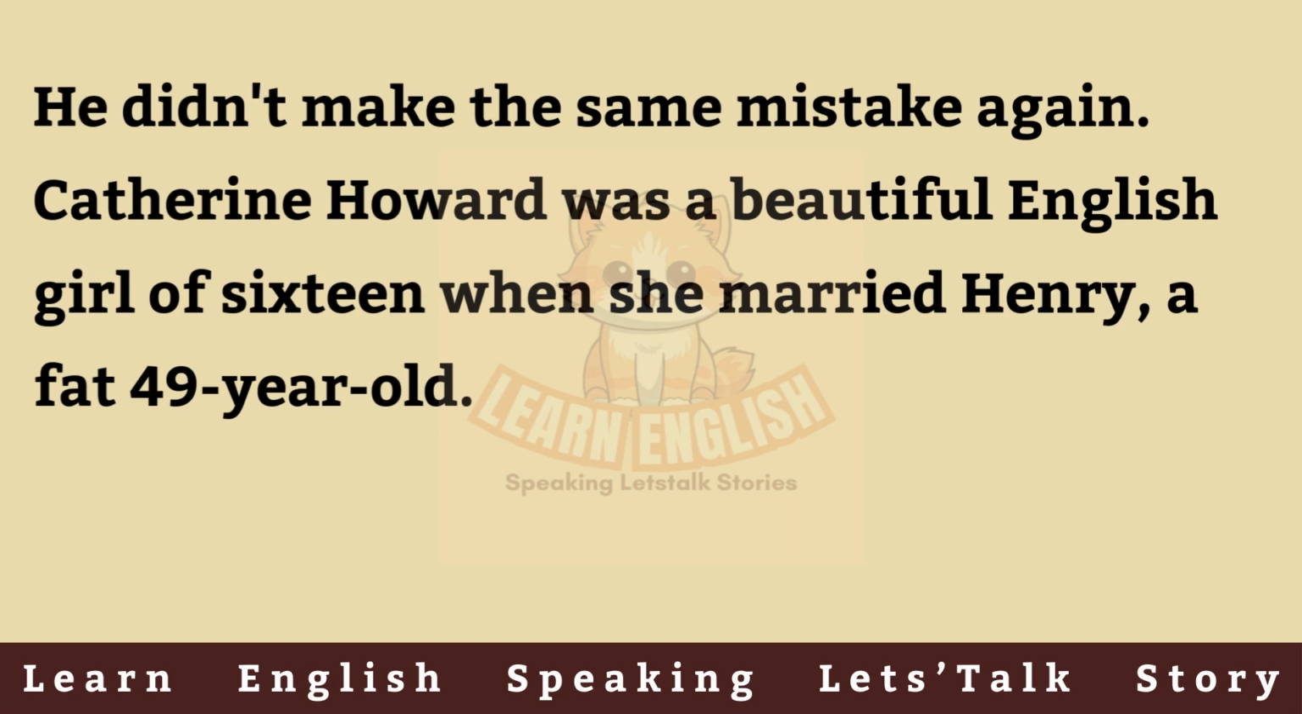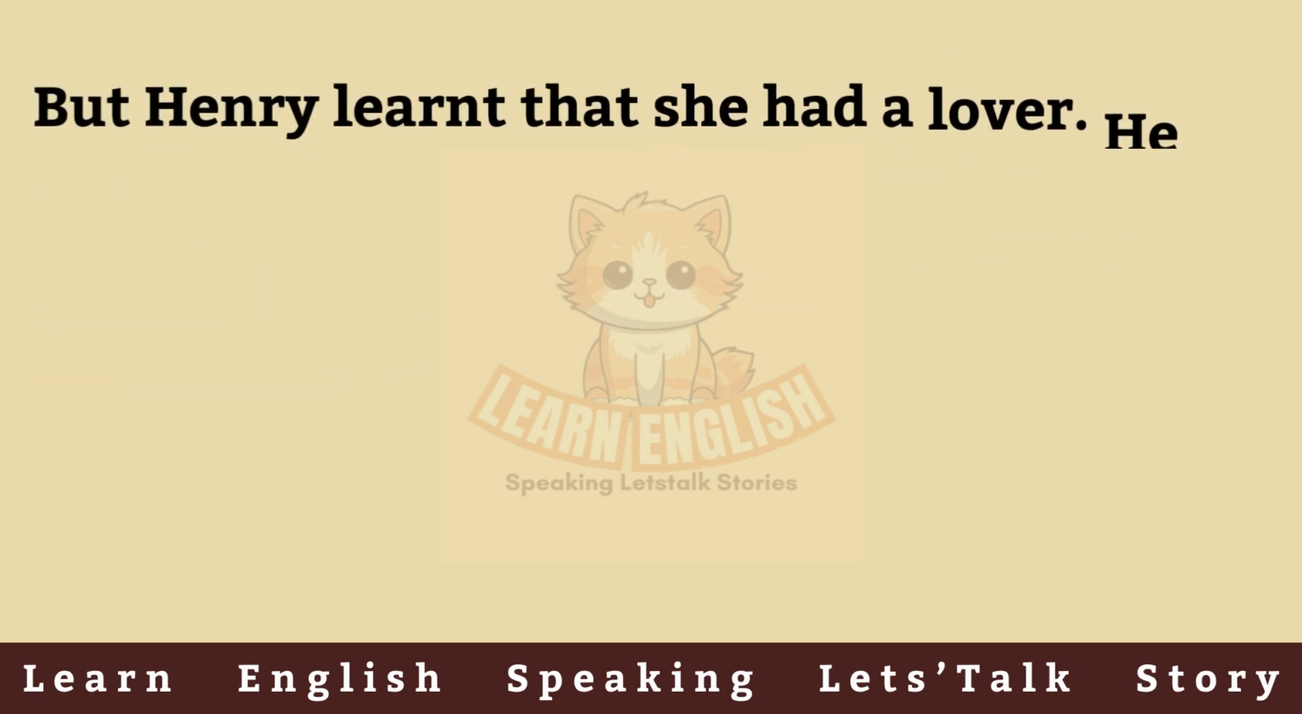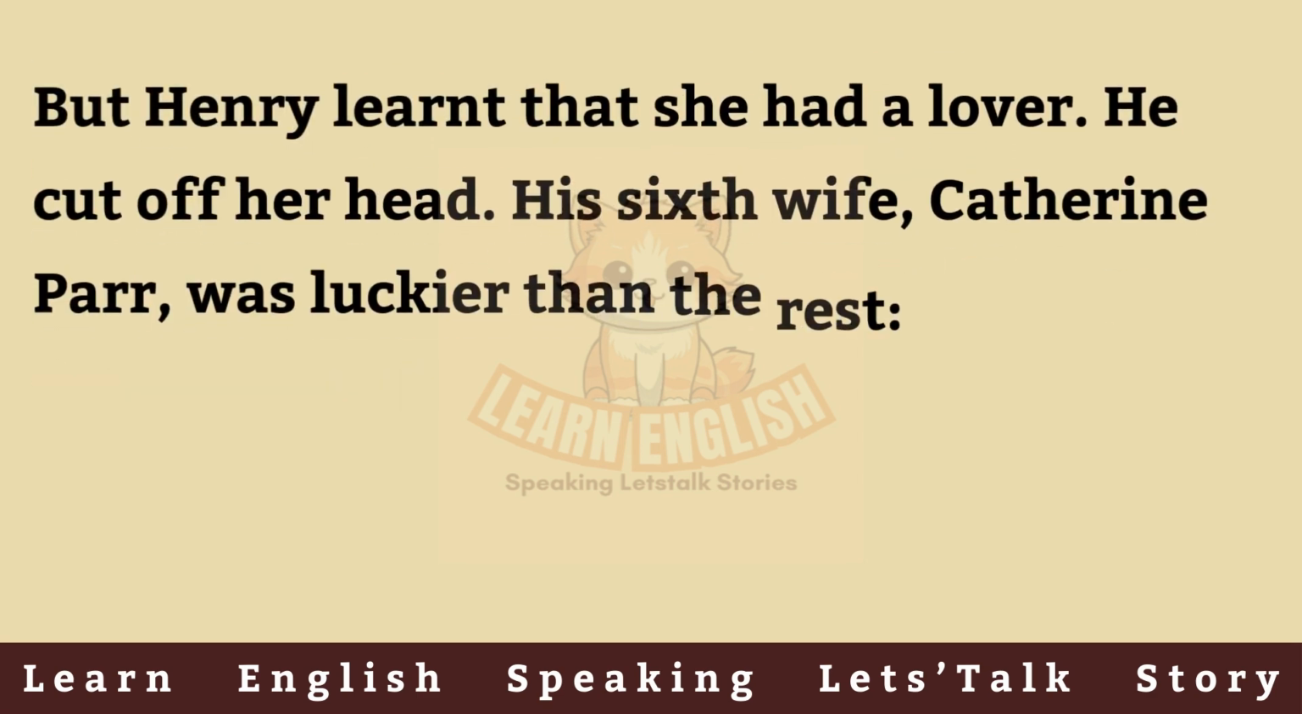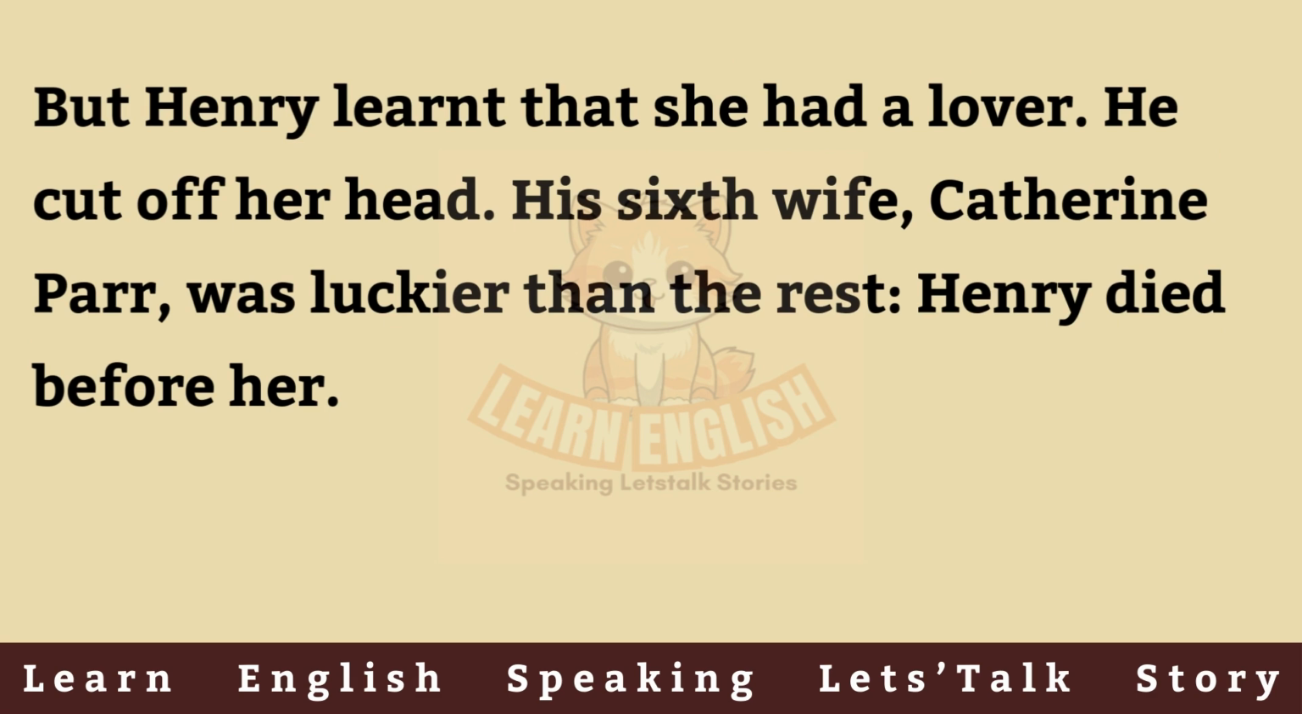Catherine Howard was a beautiful English girl of 16 when she married Henry, a fat 49-year-old. But Henry learnt that she had a lover. He cut off her head. His sixth wife, Catherine Parr, was luckier than the rest. Henry died before her.